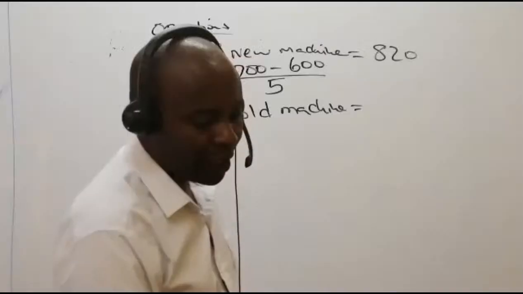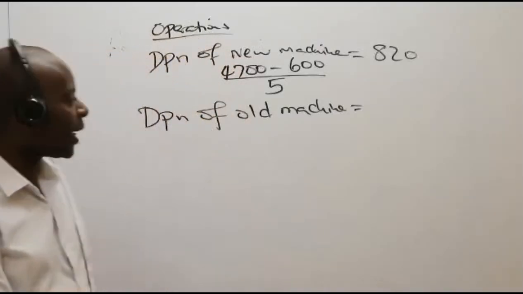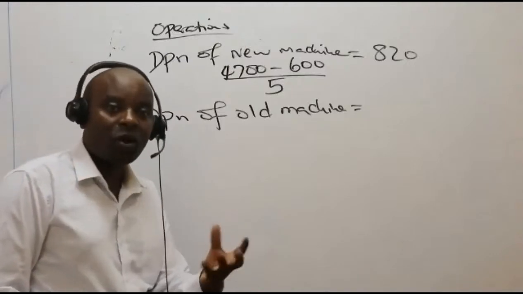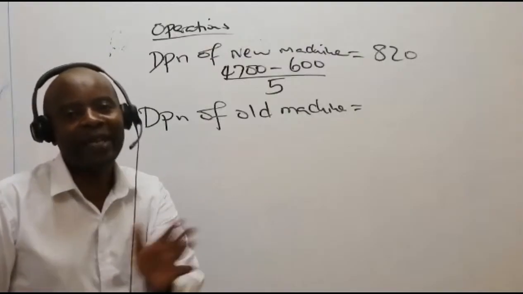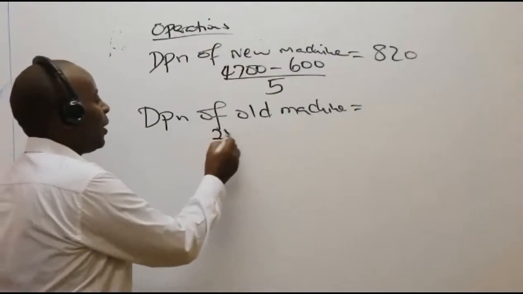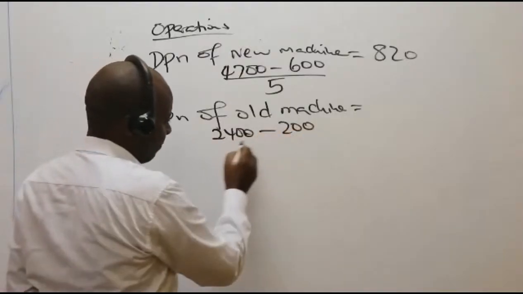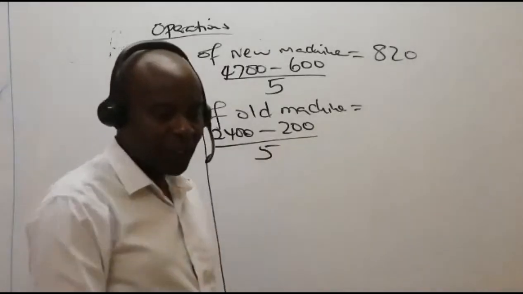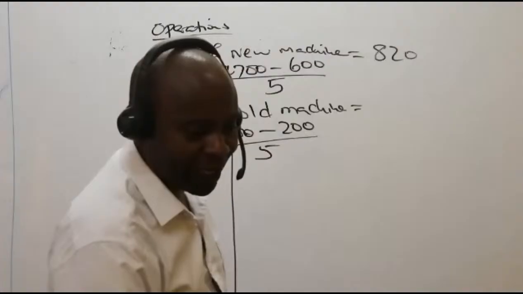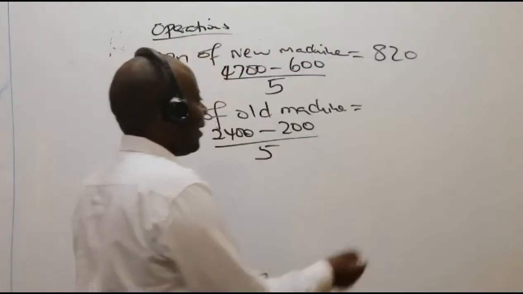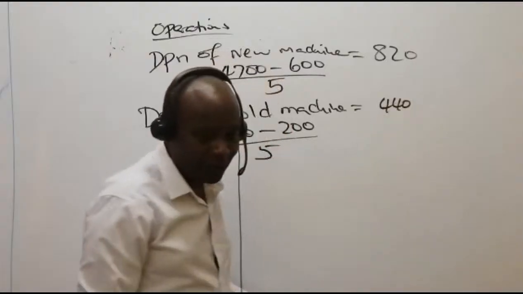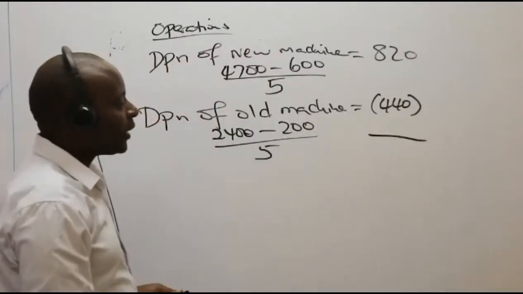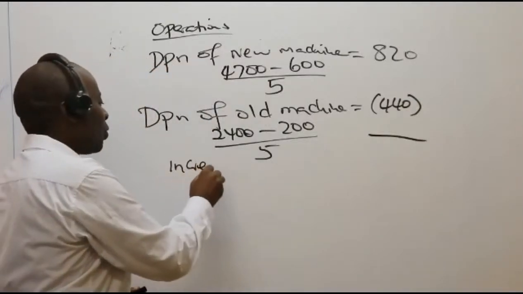Let me see what students have done. Ladies and gentlemen, for this old machine, I can see its net book value, which now will act like its cost because they have given us the remaining useful life. So in this case, the net book value is 2,400 minus its scrap of 200 over the remaining useful life of 5 years. I can see students giving me a great figure: 440. Yes, 440.